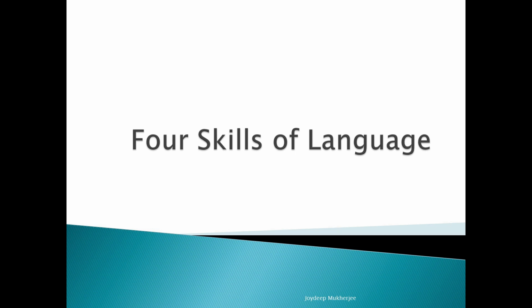Therefore, today I have decided to talk about 4 skills of language. This is an elemental process to learn any language, to acquire the quality of language. And to acquire the language, to catch the ability of language, we need to have 4 skills. We need to undergo 4 skills. These are important steps. Let's go.